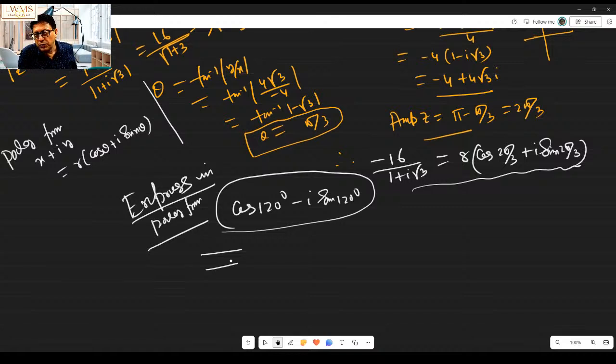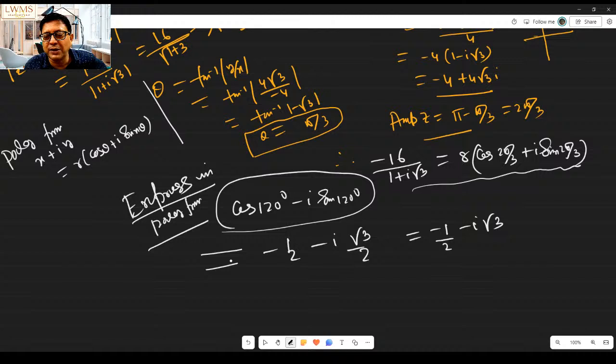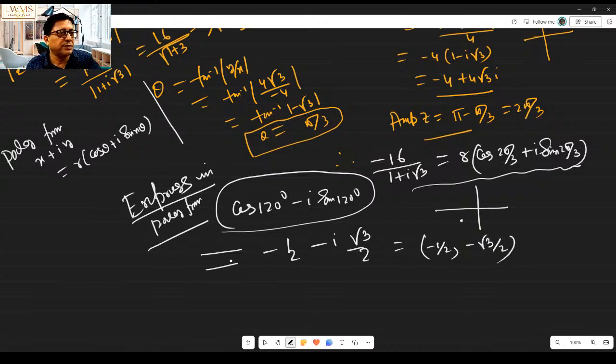We first convert this into x plus iy form. Don't keep cos 120, sin 120. It will confuse you. This part is what? Minus half minus i root 3 by 2. So in which quadrant does this complex number lie? This complex number lies in the third quadrant. So in terms of coordinates, this is minus half, minus root 3 by 2. Isn't it?